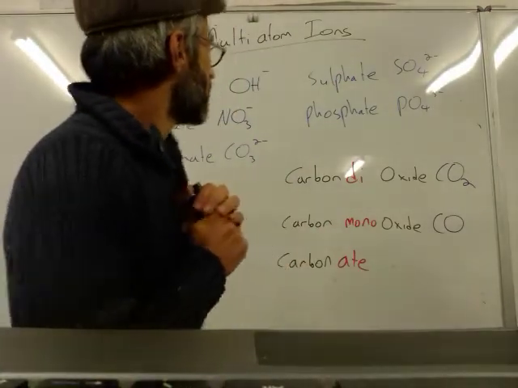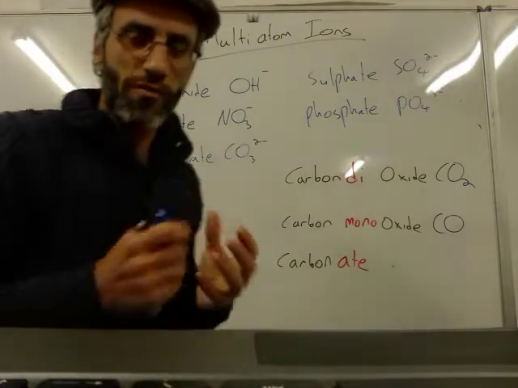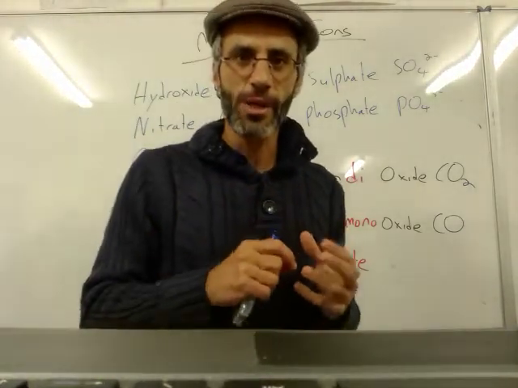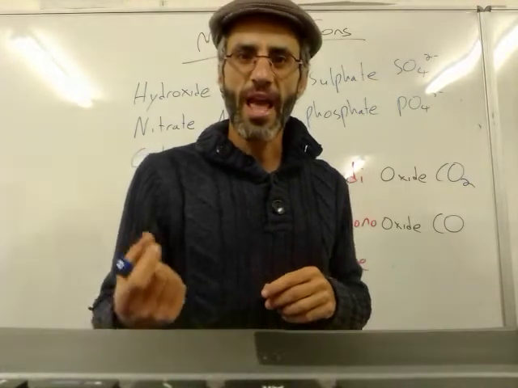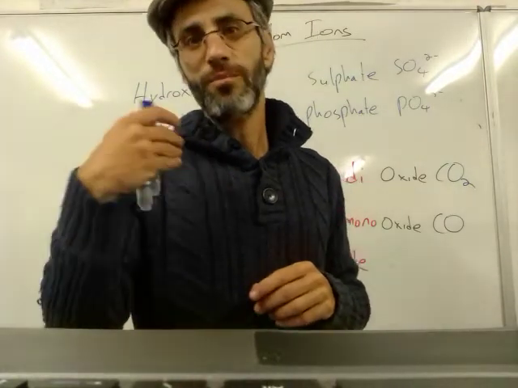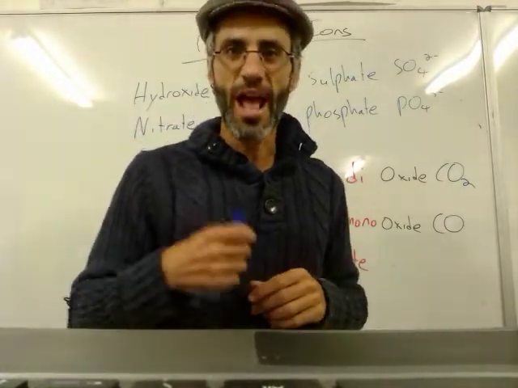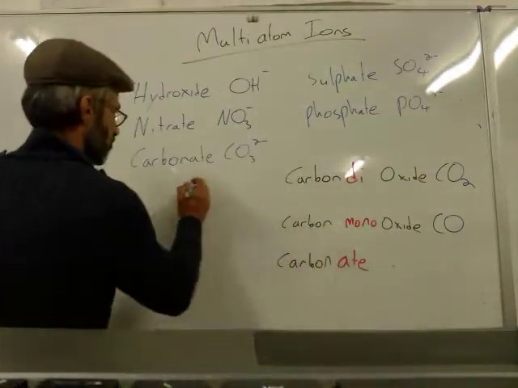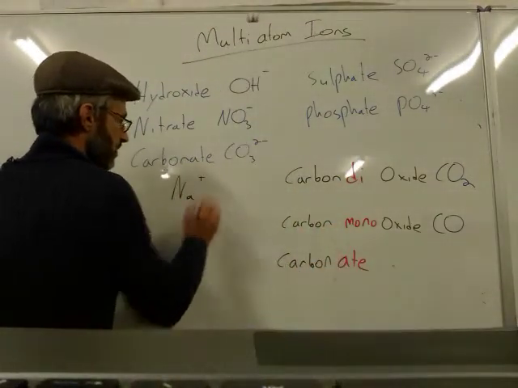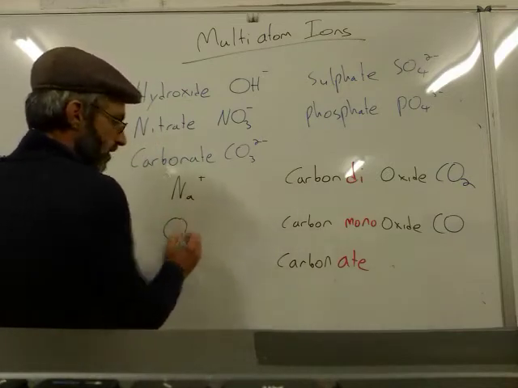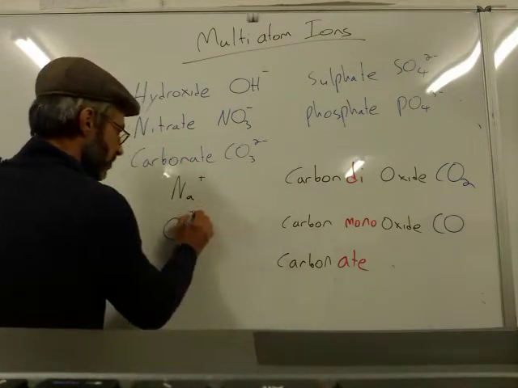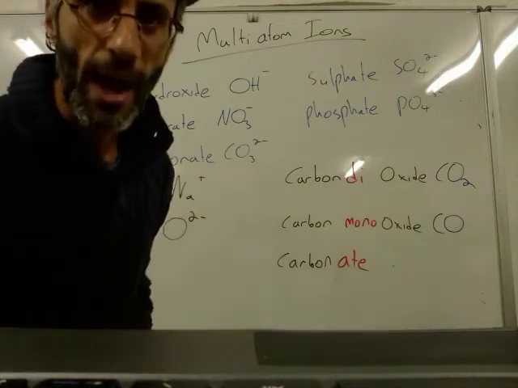Now let's have a look at these guys. So far, all the ions we looked at were single elements. So for example, sodium, Na, becomes a cation, a positive ion, Na+. Just write that, Na+. Oxygen becomes an oxide, an anion, a negative ion, with a charge of 2-.